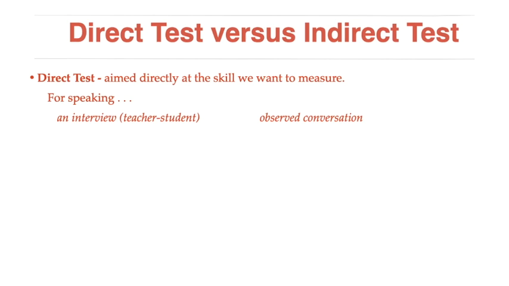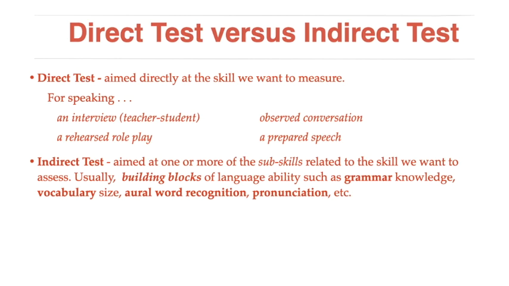Because these two formats involve interaction, they could also be considered direct tests of oral communication. We could also use a rehearsed role play or prepared speech as direct tests of speaking. However, because these two formats do not involve interaction and are affected by preparation, they might not be valid tests of oral communication. An indirect test, on the other hand, is aimed at one or more of the sub-skills related to the skill we want to assess.